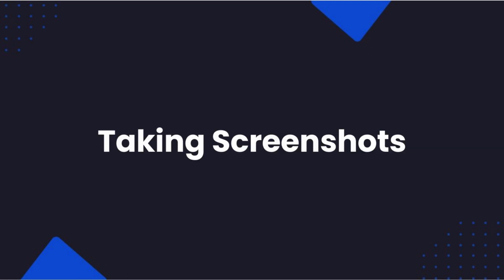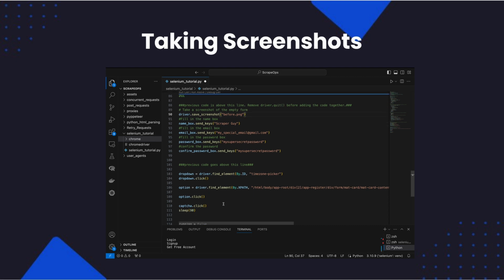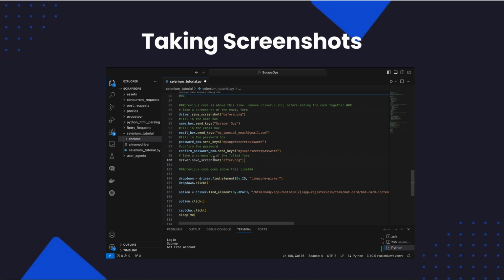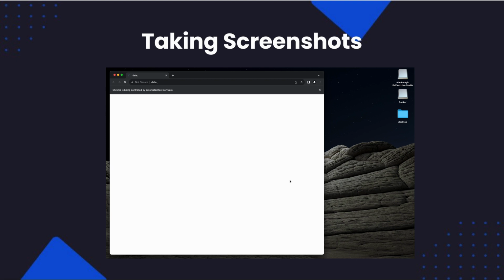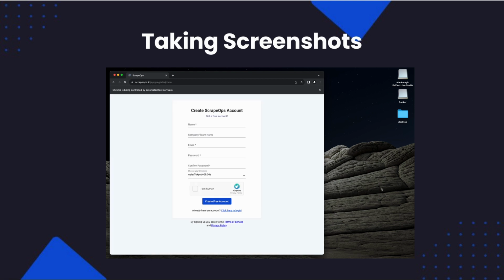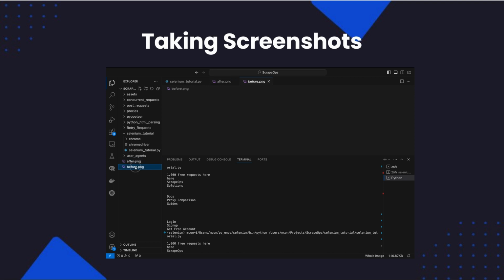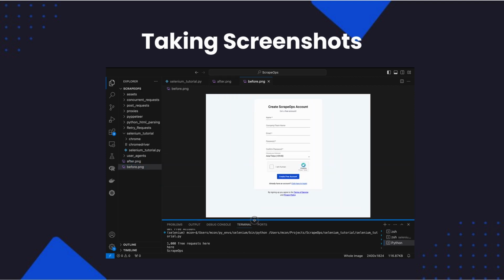Taking screenshots. Quite often, you will want to save a copy of the page you are scraping for further analysis or to verify the information that you've scraped. We can accomplish this with the save screenshot method. To do this, we're just going to add a line of code before we submit the form, and then another line after we submit the form. And now if we run this again, we can see that we have some new files, and looking at these files, we see that we have the screenshots before and after we filled out the form.